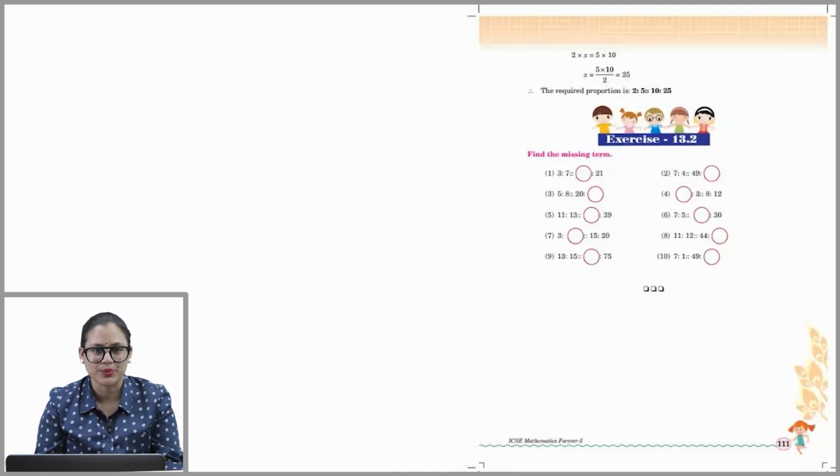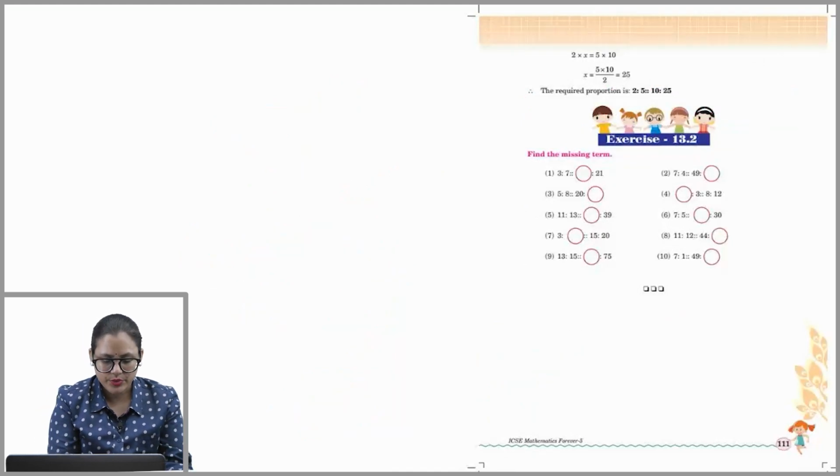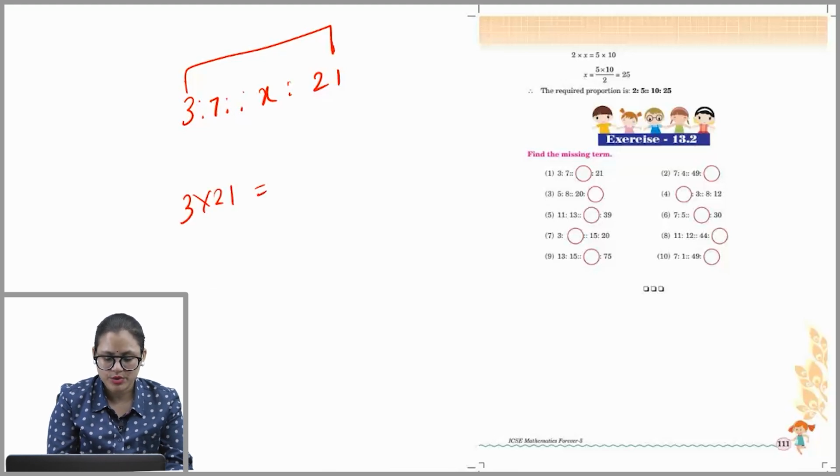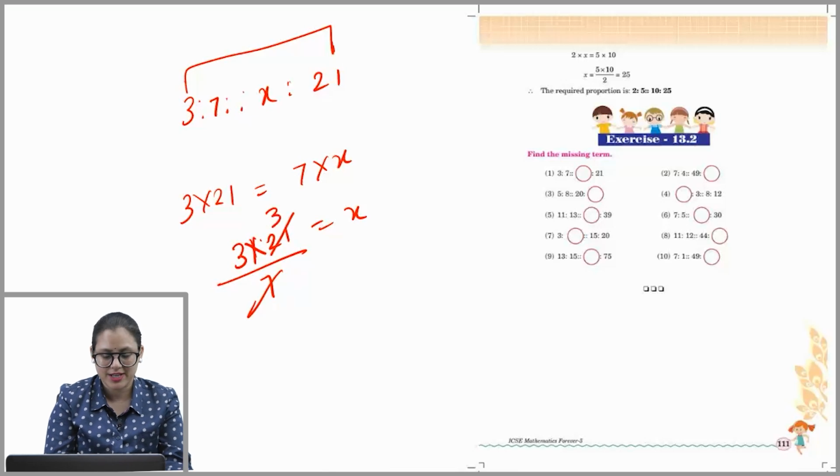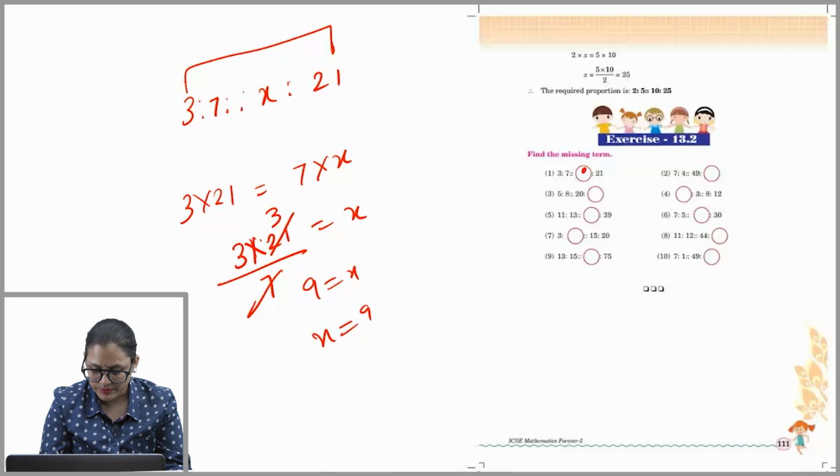Exercise 13.2. Find the missing term. 3 is to 7 is to as dash is to 21. So first we will write the product of extremes, 3 into 21. Product of means, 7 into x. 3 into 21 upon 7 is equal to x. 7 threes are 21, 3 threes are 9. So the missing term is 9 here.